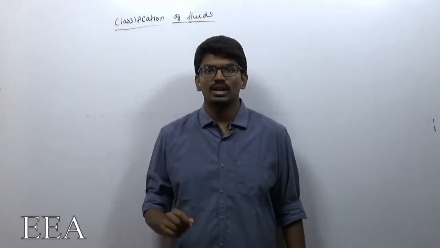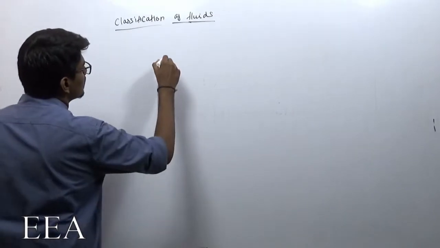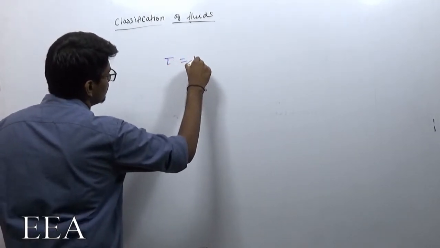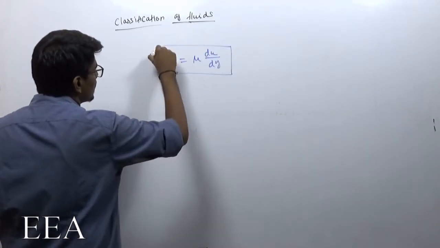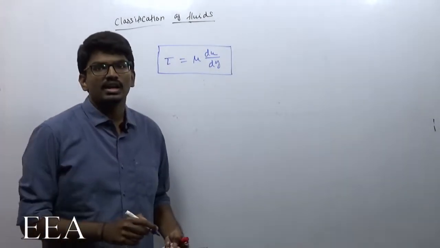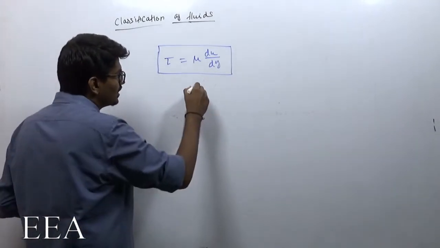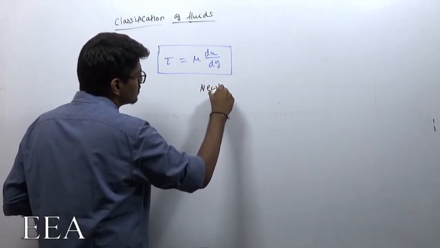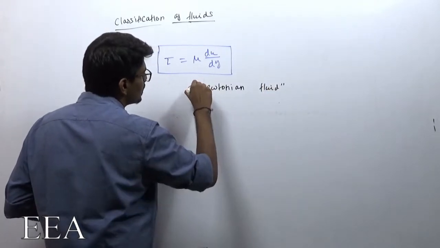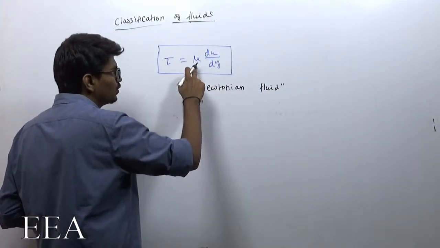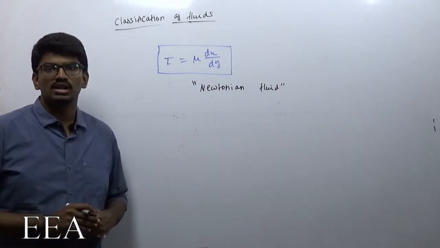We have already seen one type of fluid, the Newtonian fluid. So what does Newtonian fluid mean? Tau is equal to mu into du by dy. This is Newton's law of viscosity, and if a fluid follows this law, then I will call that fluid a Newtonian fluid. So the fluid which follows this law, that is, shear stress is equal to viscosity into velocity gradient, I will call a Newtonian fluid.